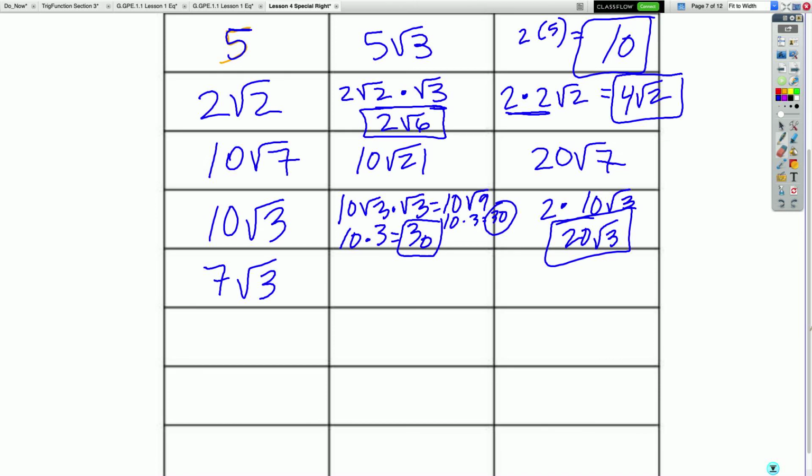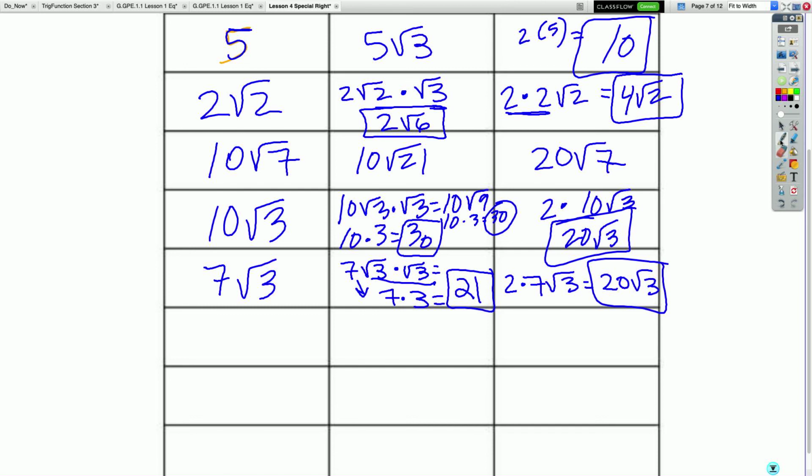Okay, and then same or similar thing down here. We're doing 7 square root of 3 times the square root of 3. So that is just 7 times what? Square root of 3 times the square root of 3 is just 3. Not the square root of 3, it's just 3. So that's 21. And then our last one would be 2 times 7 square root of 3. So we end up with 20 square root of 3. Oh, wrong, sorry. 14 square root of 3.